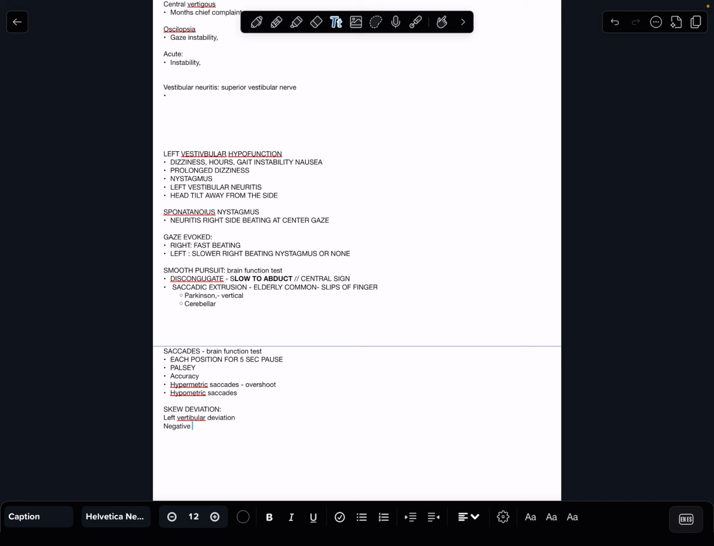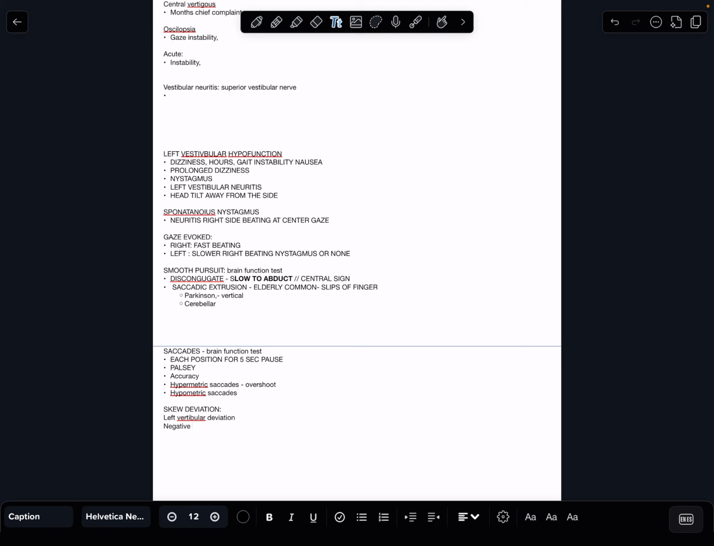Positive or negative depending on vertical fixation. That's what I know. So what is vertical fixation a sign of? Central. So this is not a central patient, right? This is a peripheral vestibular benign problem. So you're hoping it's negative. That's what you would expect to see in a left neuritis patient.